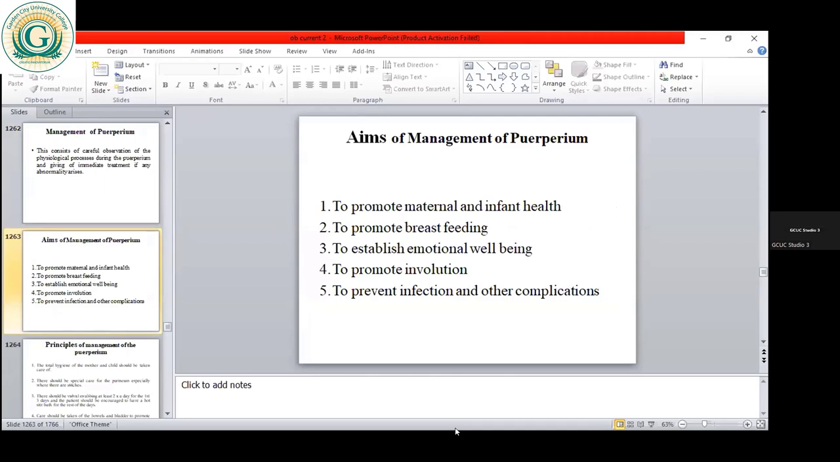This is the aim of management in the puerperium: to promote maternal and infant health, to promote breastfeeding for the baby. After delivery, we need to establish emotional well-being of the mother. And we also have to promote involution, that the uterus has to go back. If the uterus doesn't go back, we say subinvolution. That is also a problem. And of course, we have to prevent infections.